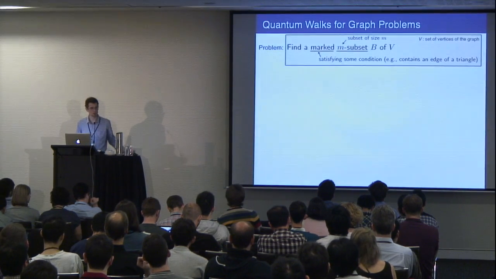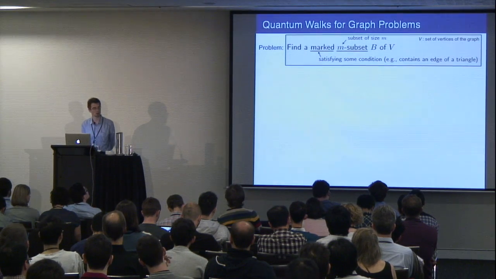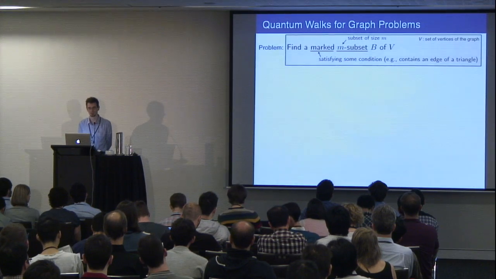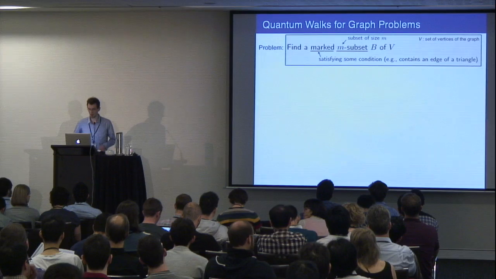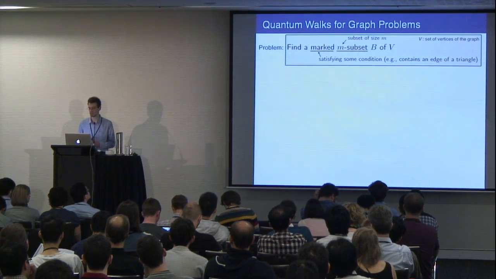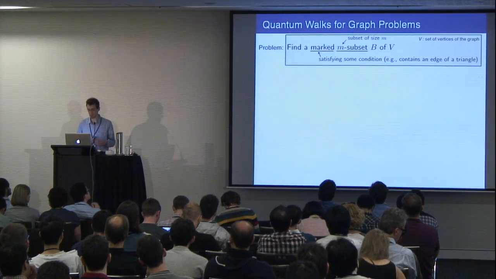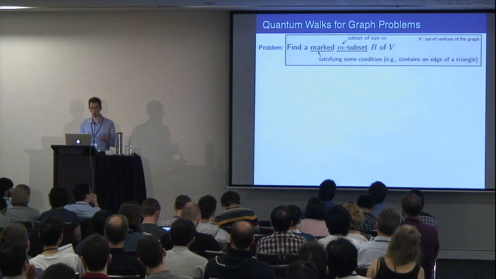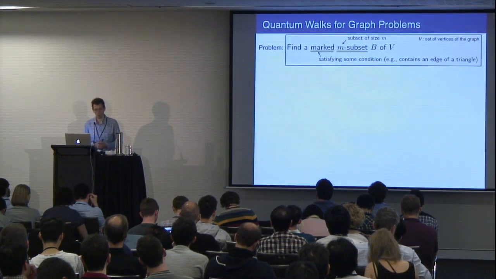Okay, so now I will move to the technical part of this talk, and I will start with an overview of the concept of quantum walks, especially for graph problems. So typically, we want to solve this kind of problem. We want to find a marked M-subset B of the set of vertices V, where M-subset simply means a subset of size M, so M is some parameter, and marked means satisfying some condition. For example, containing an edge of a triangle.